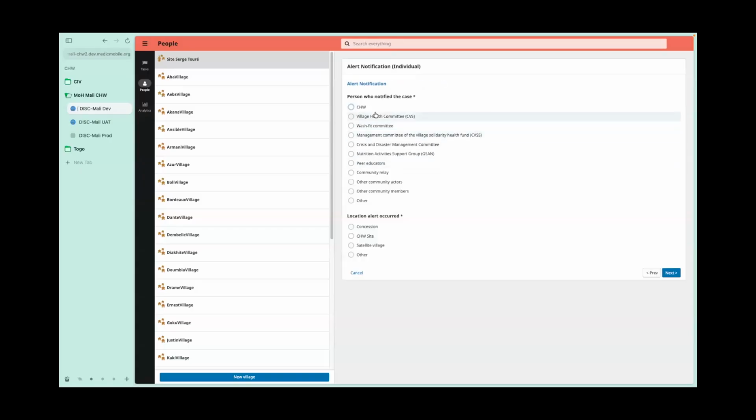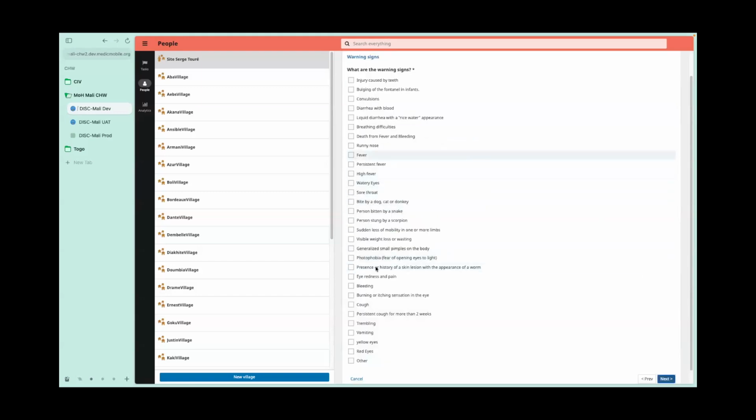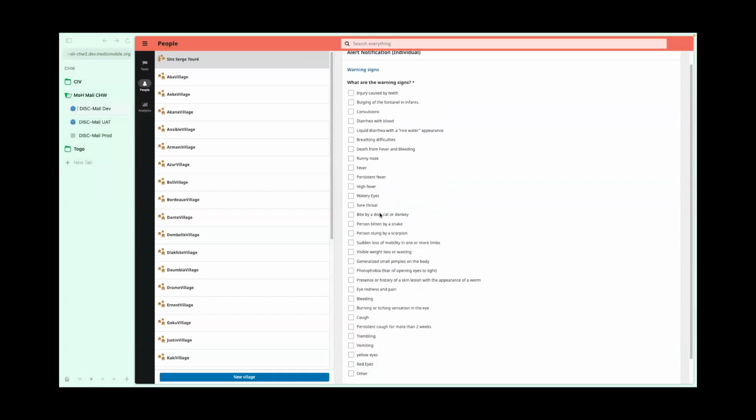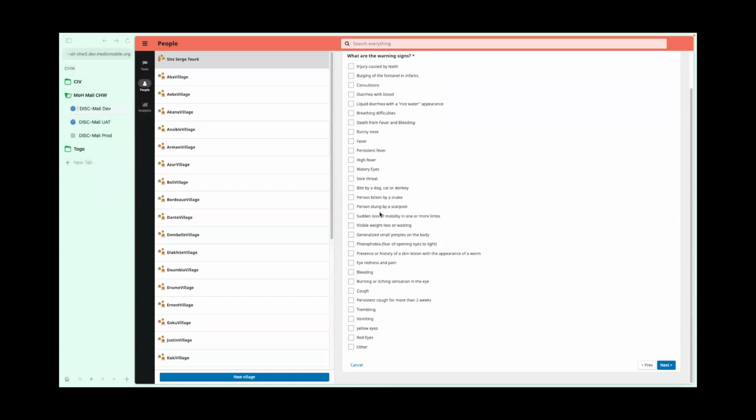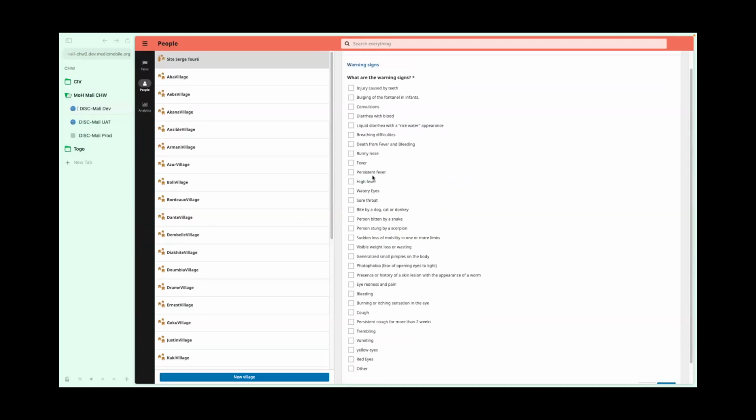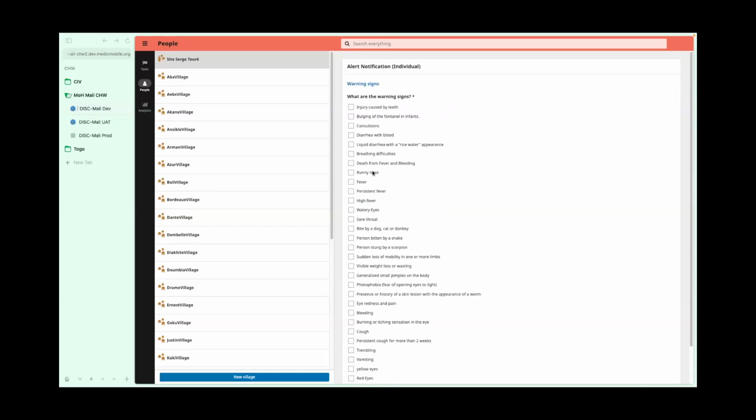And who reported it? I will say the CHW, and it happened on the concession, meaning on the household. Click on next. And so they will ask me what are the warning signs that I found. Let's say there are many cases, and based on events, something will happen. So this is customized depending on the national protocol.